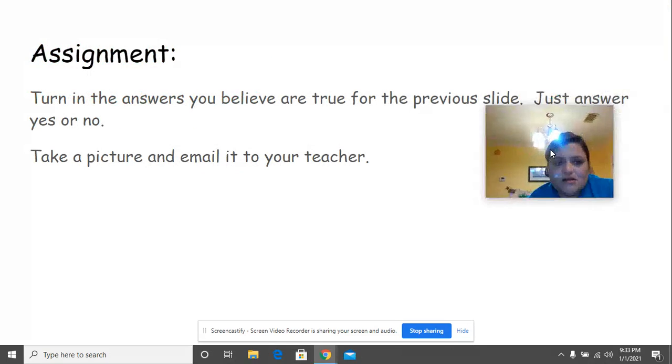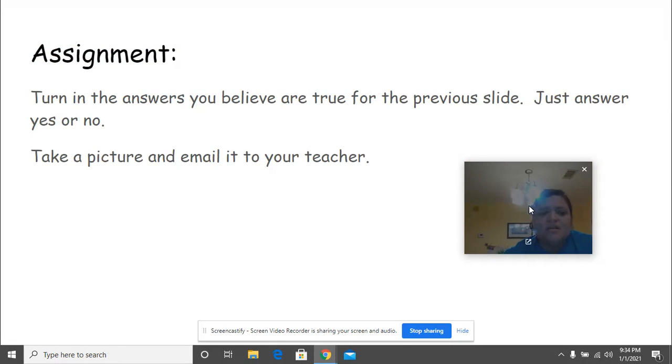So here's what we're going to do. You're going to turn in the answers you believe are true for the previous slide. Just answer yes or no. And guess what? I just did those with you. So just read back through them again and see if you remember what I said and see if you agree. If you don't agree with me, you can put no or yes or the opposite of what I said. It's okay if you don't agree. But that was just what I thought about fair trade.